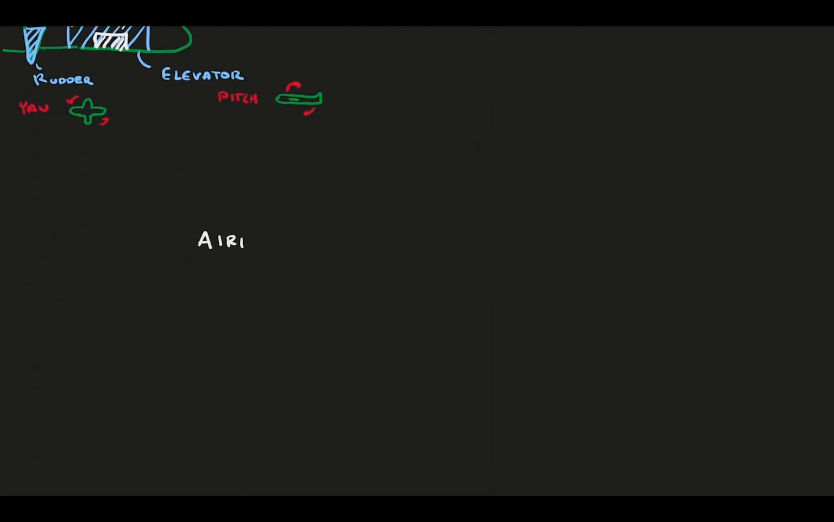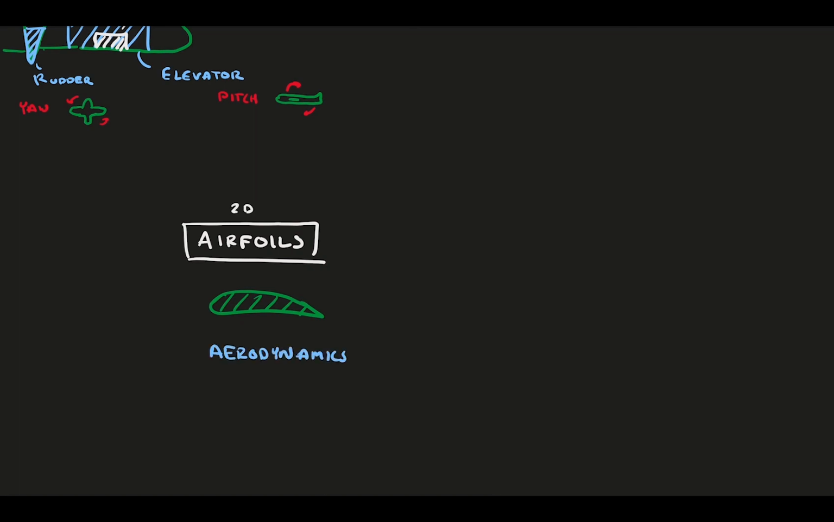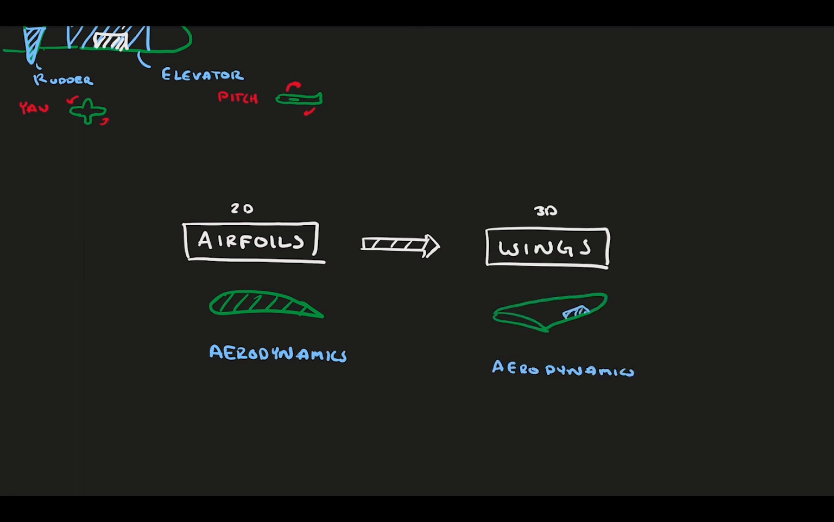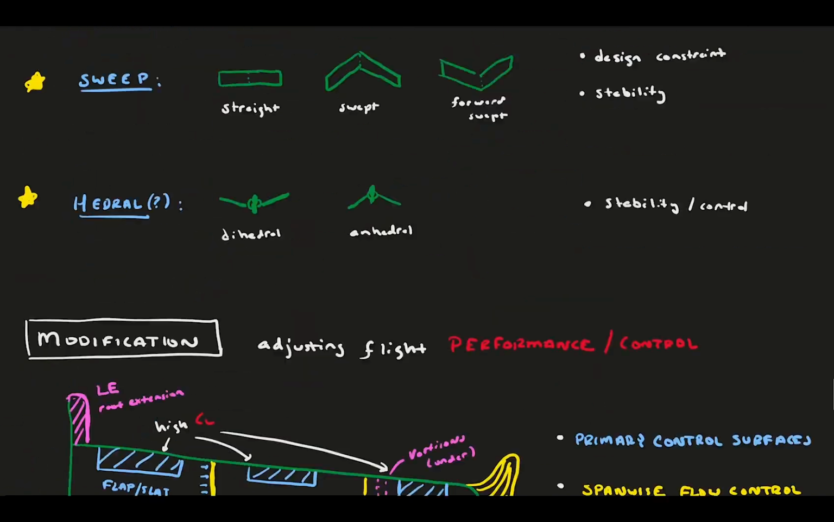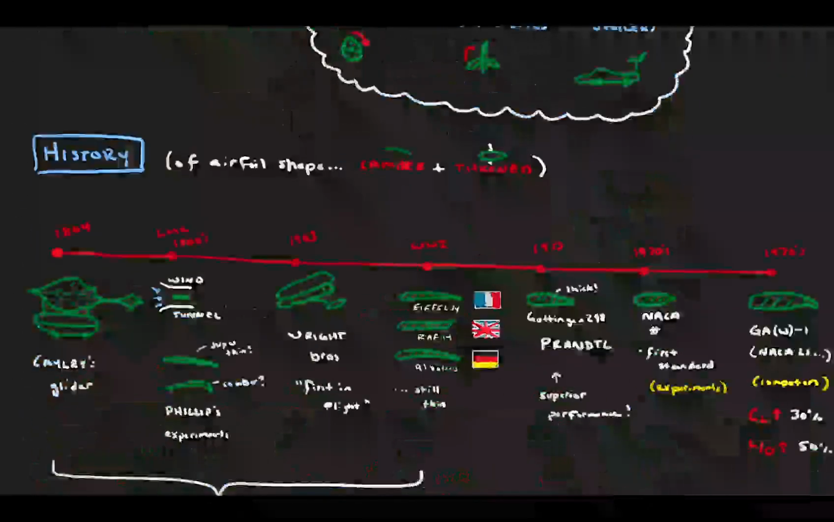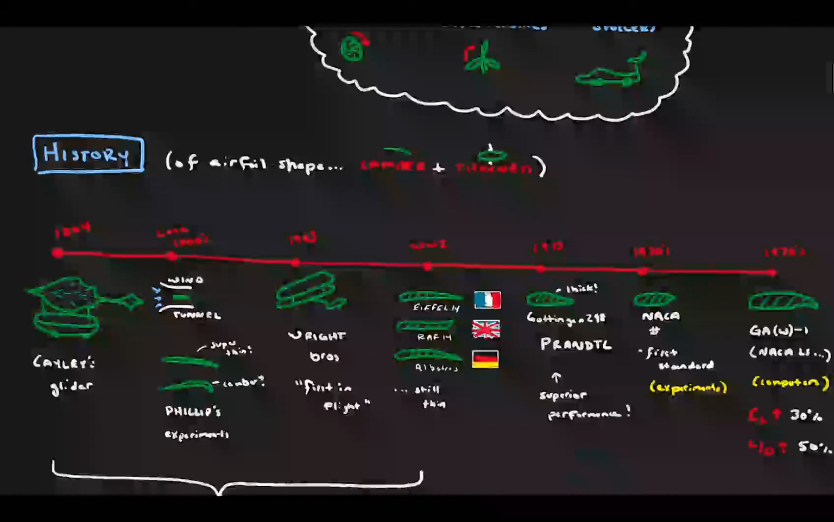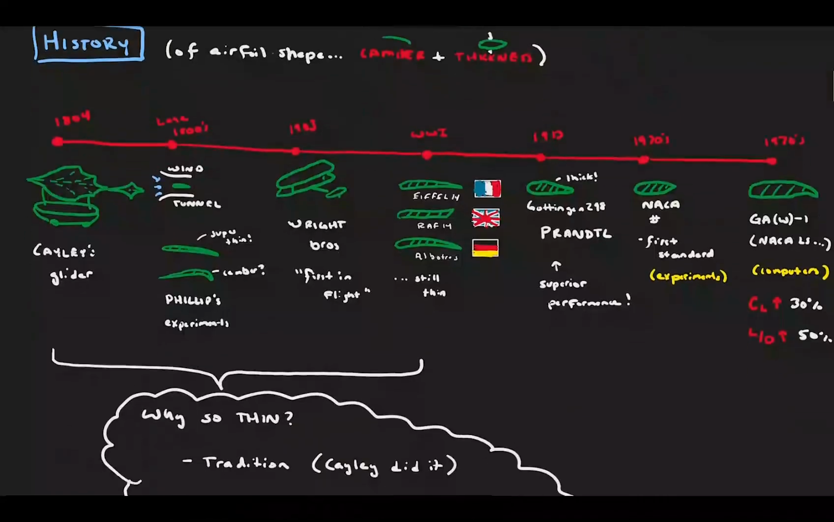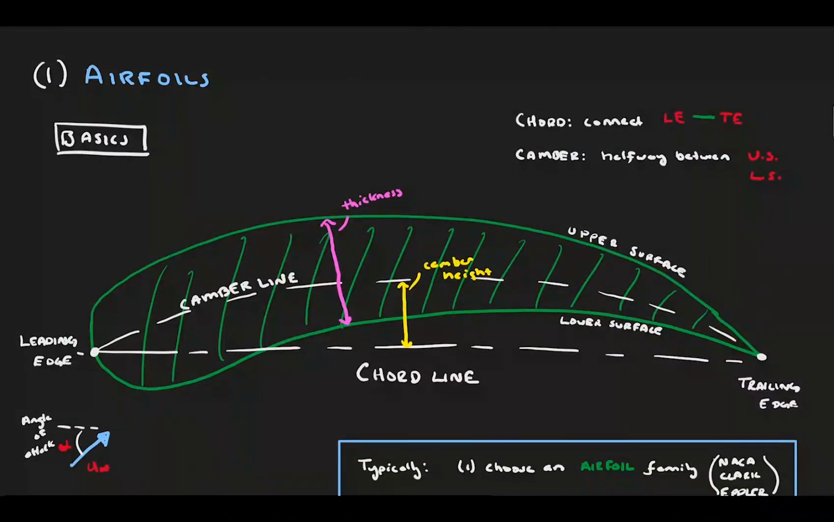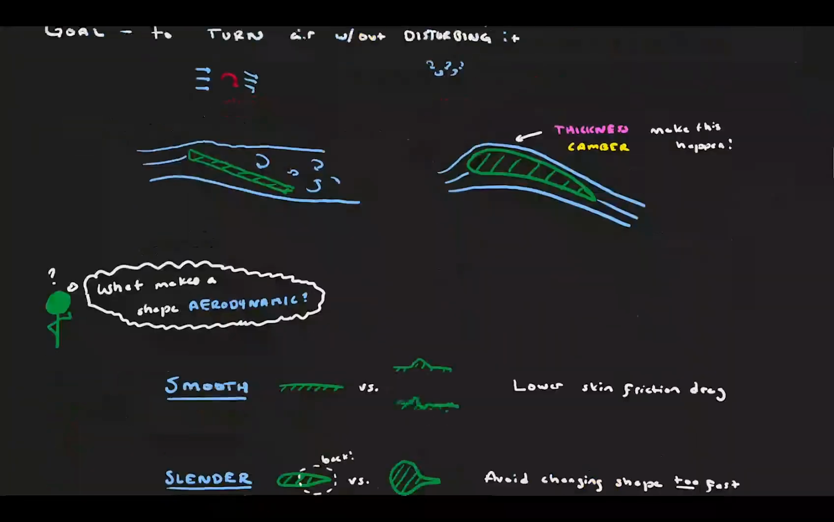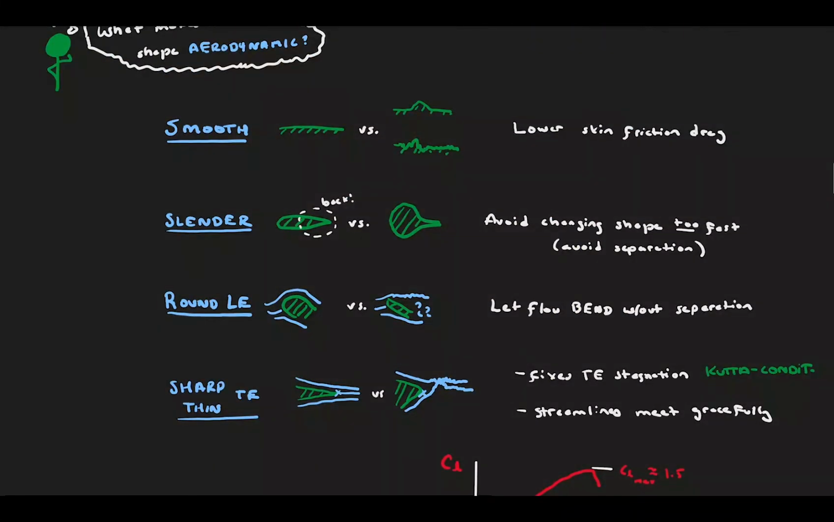To summarize, these are the basics of 2D airfoils, where we primarily care about aerodynamics, and how they turn into wings, where aerodynamics, structure strength, weight, stability, and control all need to be considered simultaneously. Let's review what we've learned today. We started with a brief history lesson of how airfoils got their shape, specifically the importance of camber and thickness. We learned the basic features of an airfoil, and what makes these airfoils aerodynamic.